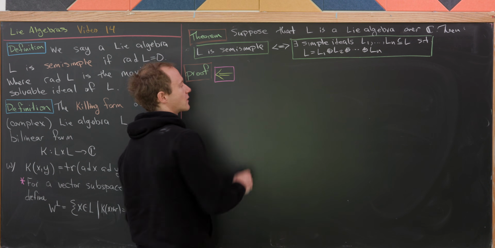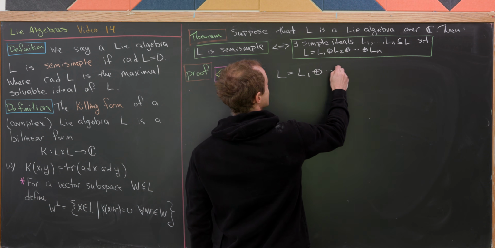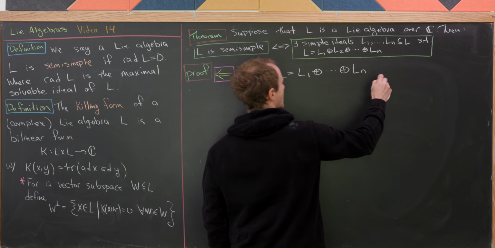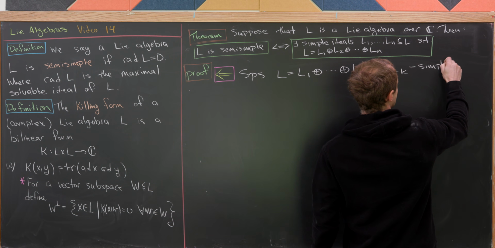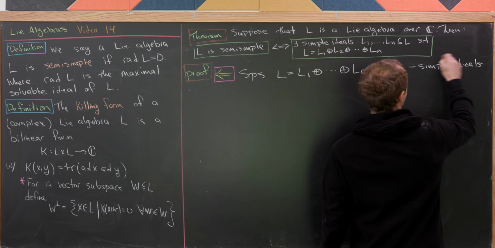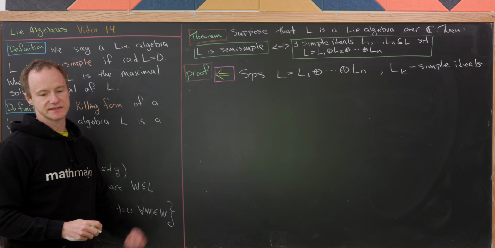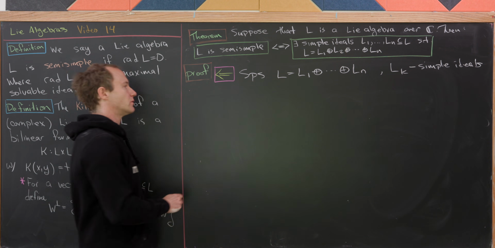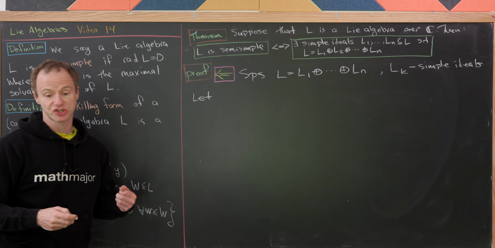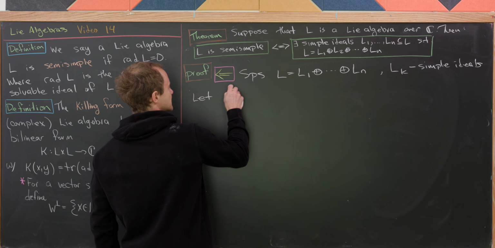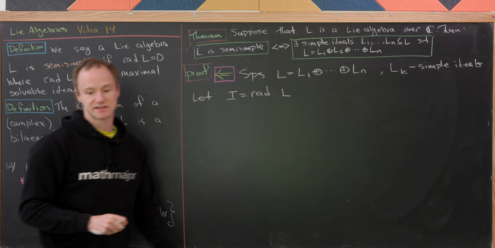Okay, so now for the reverse direction, let's suppose that we can break L as this direct sum of L1 to Ln, where these Lk are simple ideals of L. But now what we need to show is that L is semisimple. So what we'll do is take the radical of L, the largest solvable ideal. Let's let I equal rad L, like I just said.